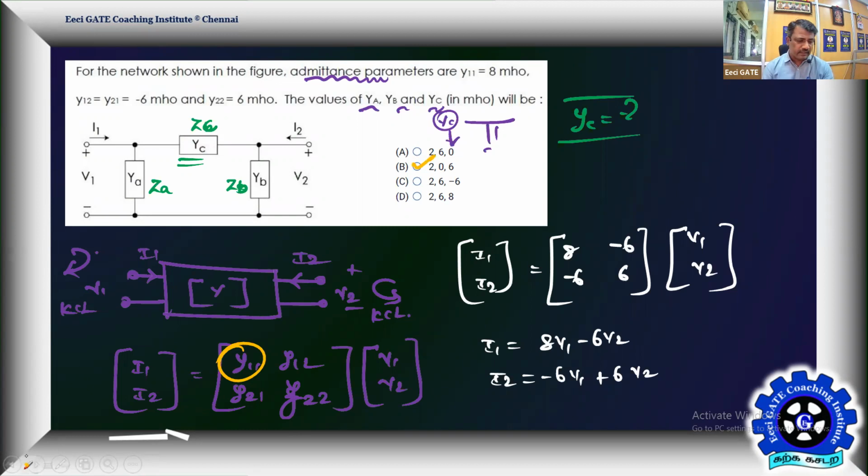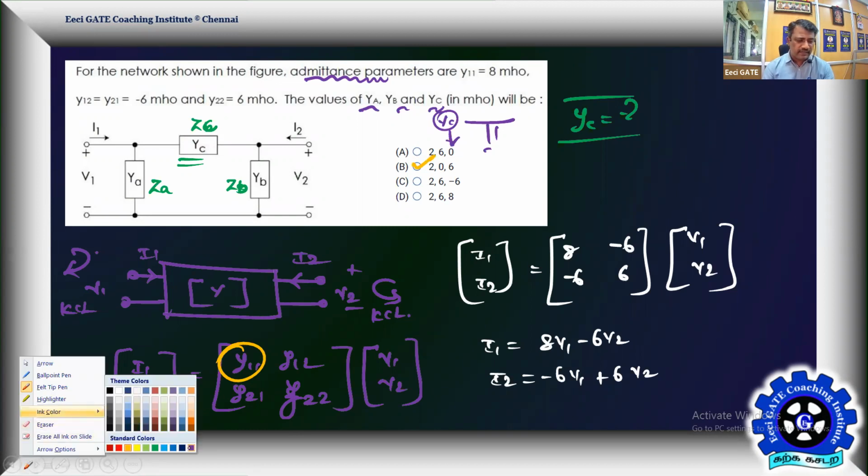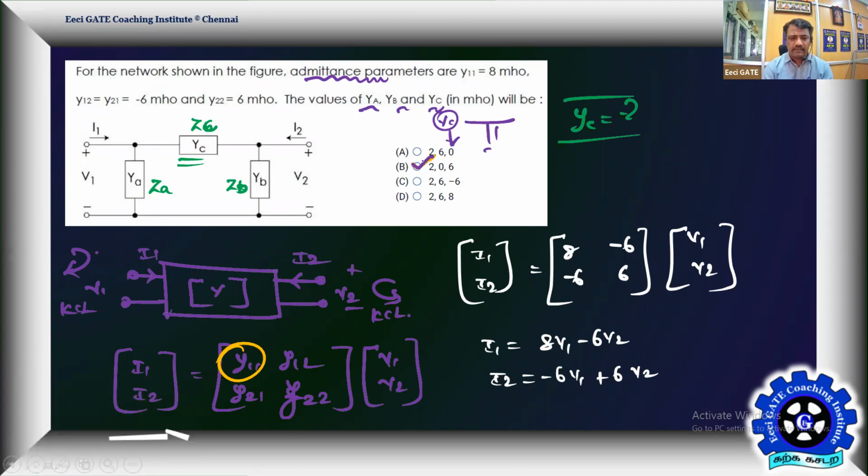Yes. That's how you need to help yourself in the examination. You need not find all the parameters. After the examination, for verification of your answer, you can find the remaining parameters. Okay. Now you can verify.